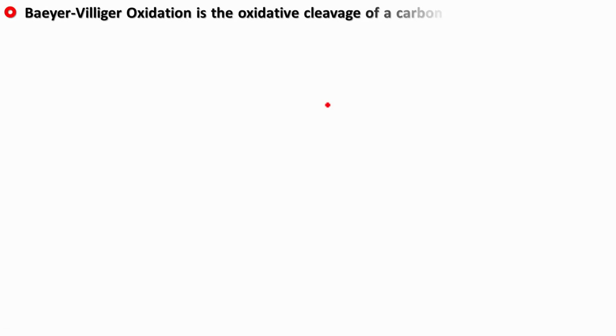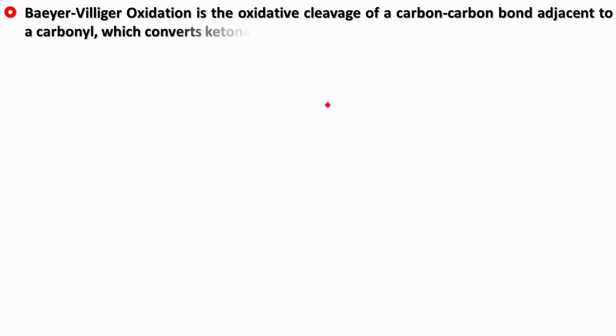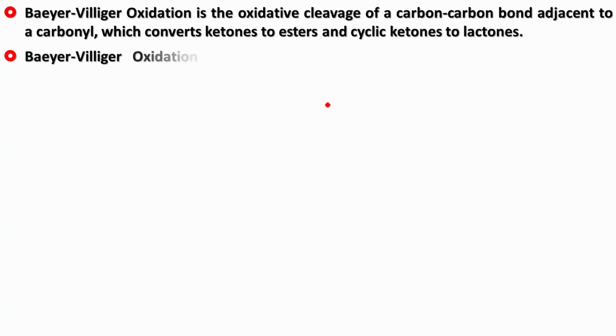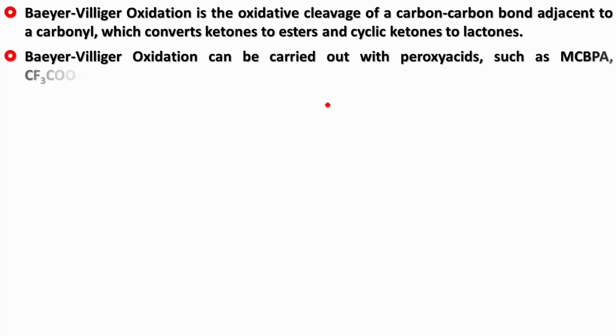So let's look into the definition of Baeyer-Villiger oxidation. Baeyer-Villiger oxidation is the oxidative cleavage of a carbon-carbon bond adjacent to a carbonyl, which converts the ketones to esters and cyclic ketones to lactones. And Baeyer-Villiger oxidation is generally carried out by peroxy acids. It can be carried out with peroxy acids such as mCPBA and trifluoroacetic acid, BF3 with H2O2 or H2O2 with a base. So let's understand what is a peroxy acid.